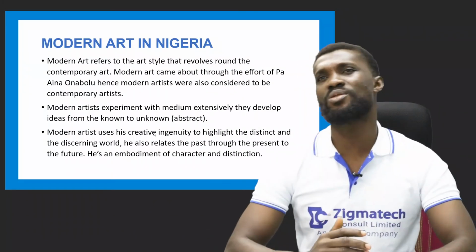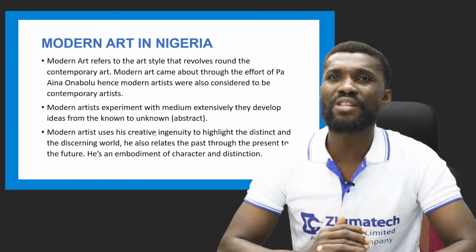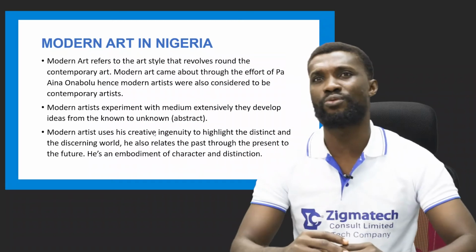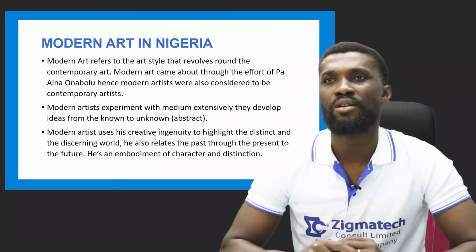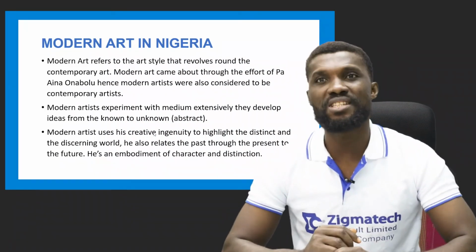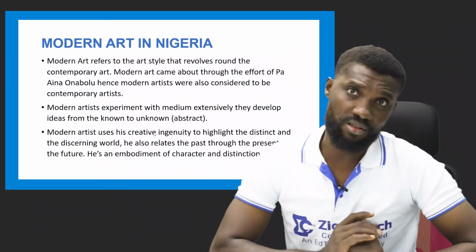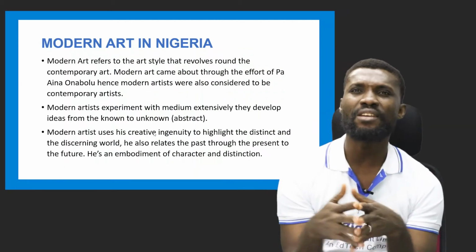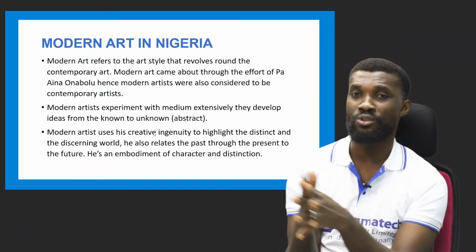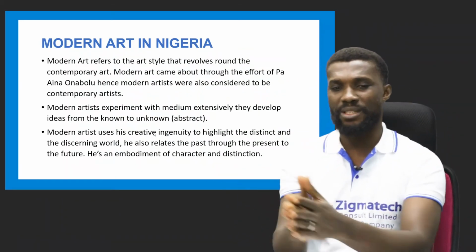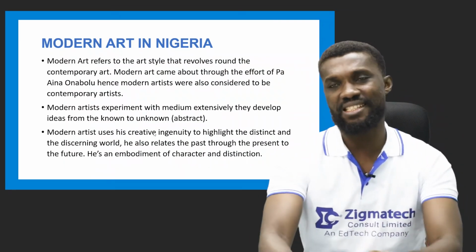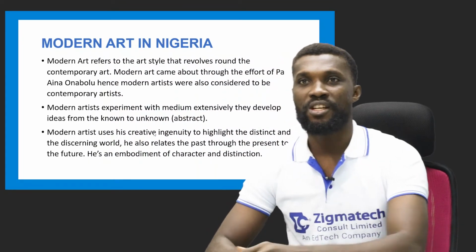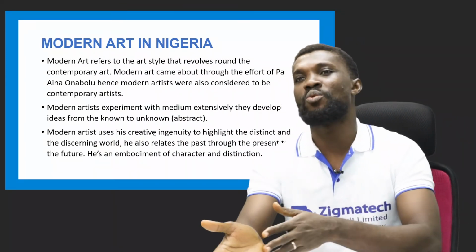Now, modern art refers to the art style that revolves around contemporary art. Modern art came about through the effort of Aina Onabolu. Hence, modern artists were also considered contemporary Nigerian artists. Modern artists experiment with medium extensively. They develop ideas from the known to the unknown. Understand this: they start from the known and create their own works, and they start from the known before they venture into the unknown.